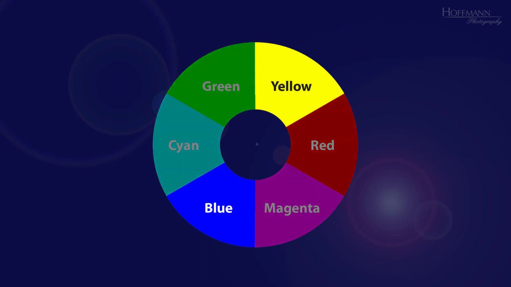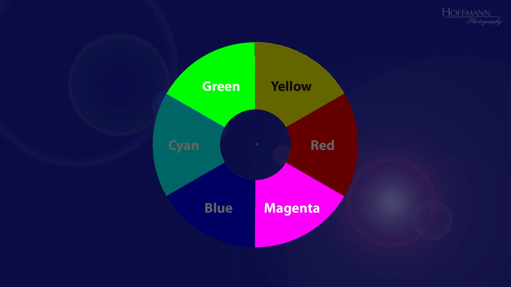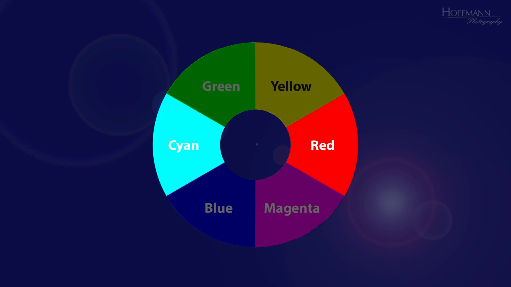So we have the complementary pairs blue-yellow, green-magenta and red-cyan.